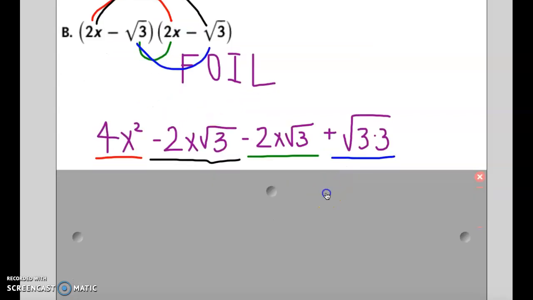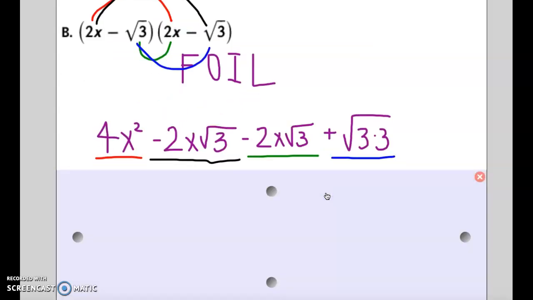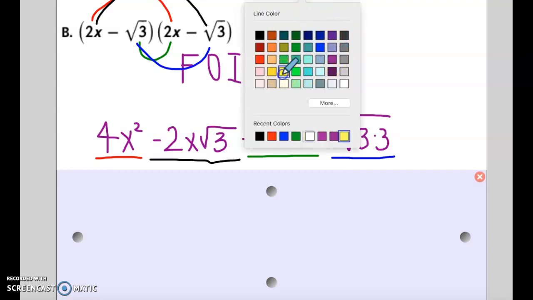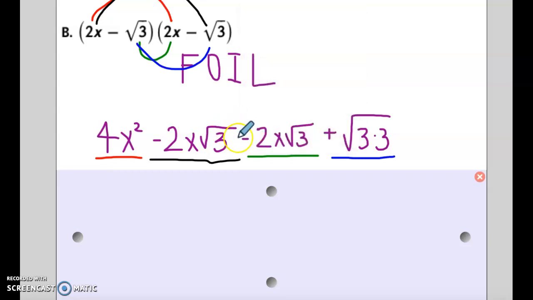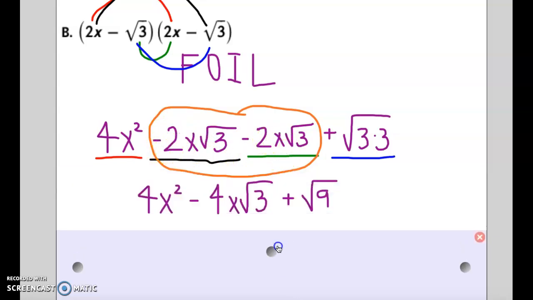From here, we just simplify. So I can simplify like terms. What are my like terms? My like terms here are the x square root 3, right? These are the same exact thing, and I can combine these coefficients. -2 minus 2 gives me a -4 x square root 3.